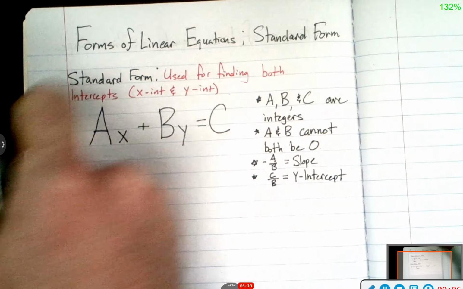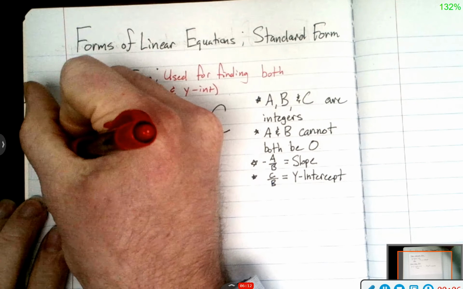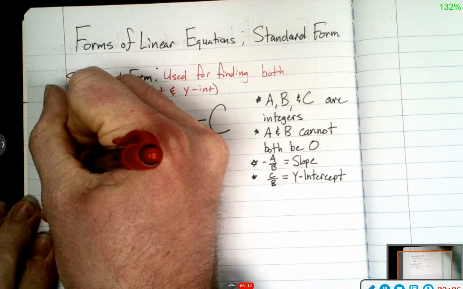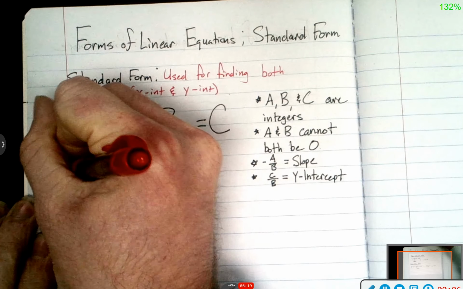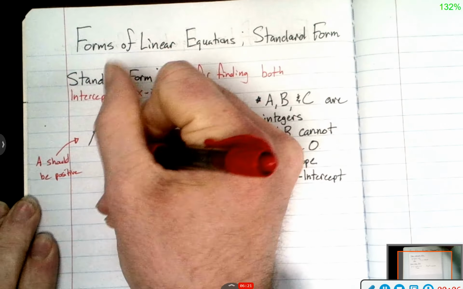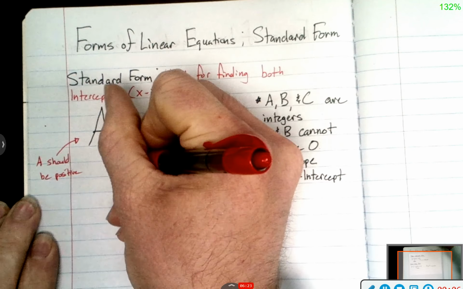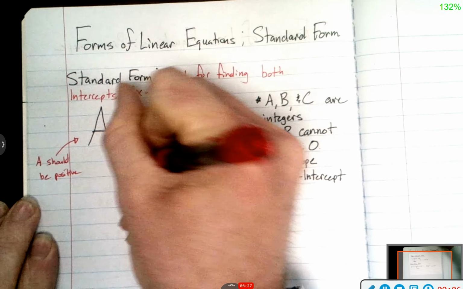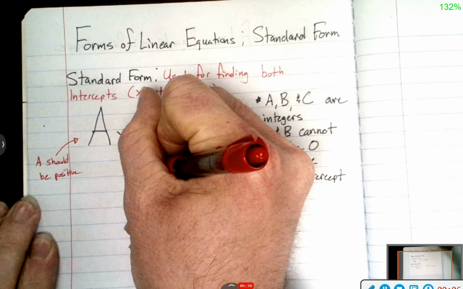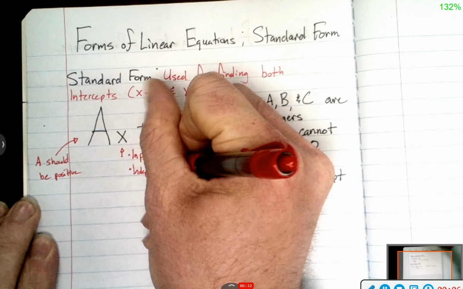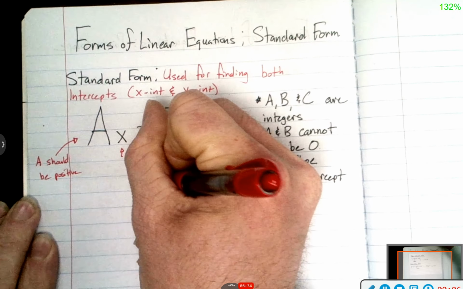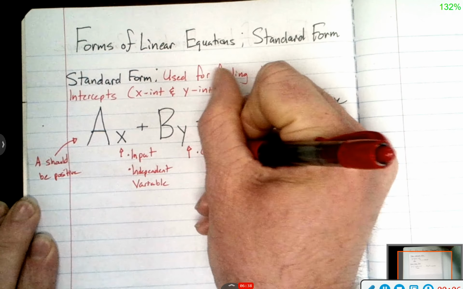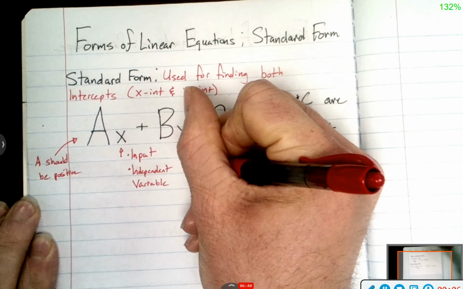Another couple things about this form. A should be positive. And then again, x is your input or independent variable, and y is still your output or dependent variable.